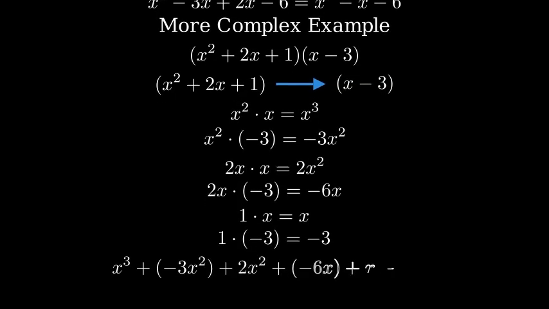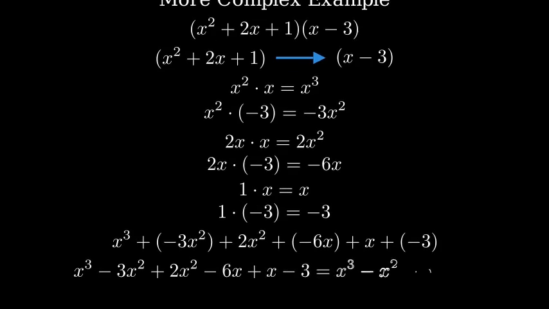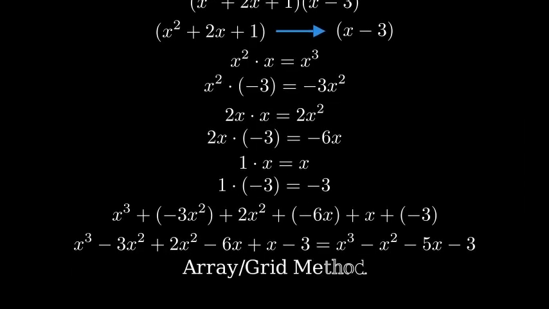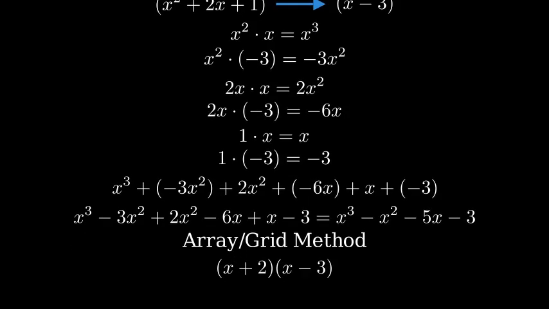Combining like terms, we get the final answer: x cubed minus 3x squared plus 2x squared minus 6x plus x minus 3, which simplifies to x cubed minus x squared minus 5x minus 3. Another method for multiplying polynomials is the array or grid method. Let's use our first example: x plus 2 times x minus 3.